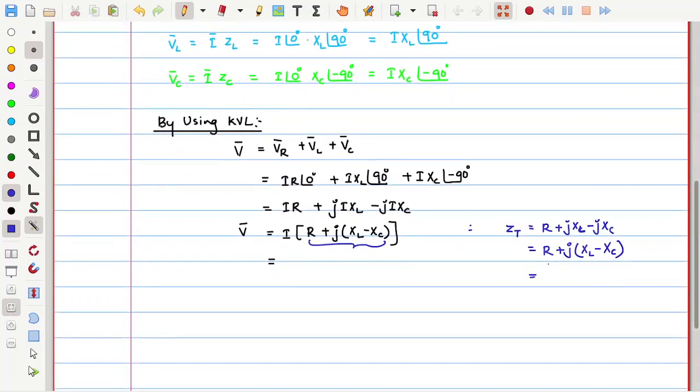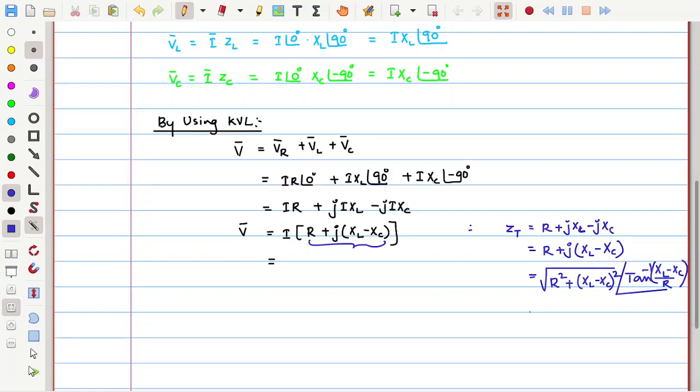Now, observe it is in the form of A plus jB, that is rectangular form. So, can I convert this into polar form like this? Magnitude is the square root of the real part squared, R squared, plus the imaginary part, XL minus XC, whole squared. This is the magnitude. How much is the angle? Angle is tan inverse of B by A, which is XL minus XC by R, the imaginary part divided by the real part. If the imaginary part is negative, then we take the negative also.